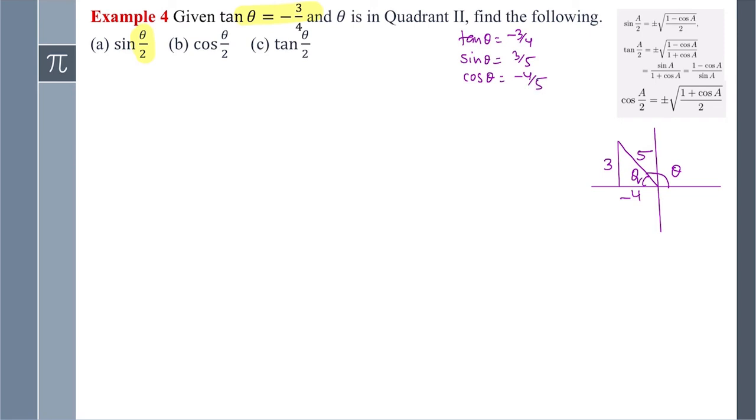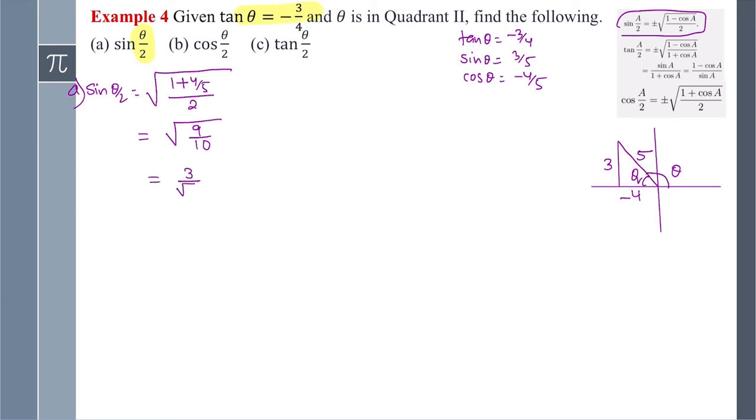Now, in order to find sine theta over 2, we'll use this formula, sine A over 2, and we know that it's in the first quadrant, so we'll just take the positive. So sine theta over 2 equals the square root of 1 minus cosine theta, and cosine theta is negative 4/5, so this is 1 plus 4/5, divided by 2. The numerator 1 plus 4/5 is 9/5, but we have 2 in the bottom, so it becomes 9/10, which means we will get 3 over square root of 10.